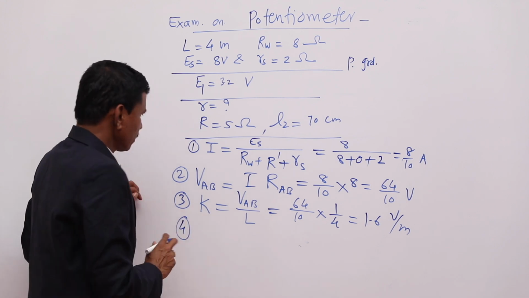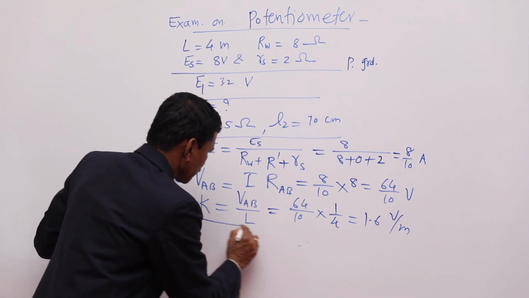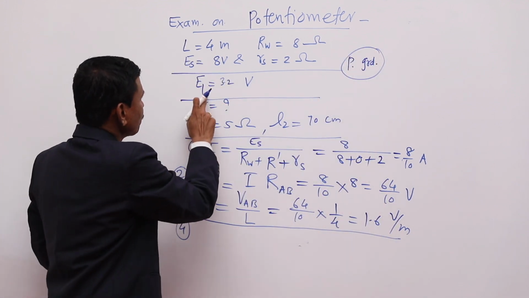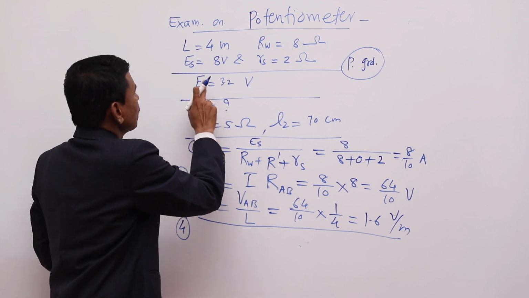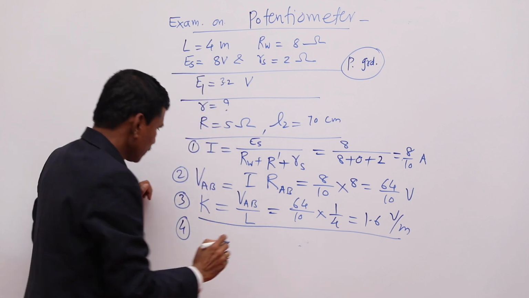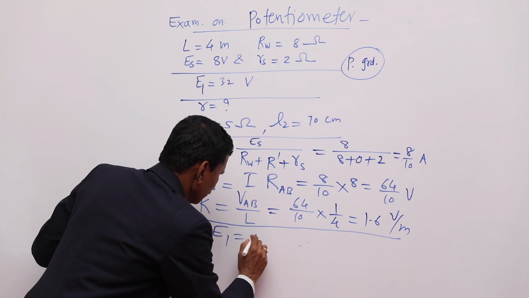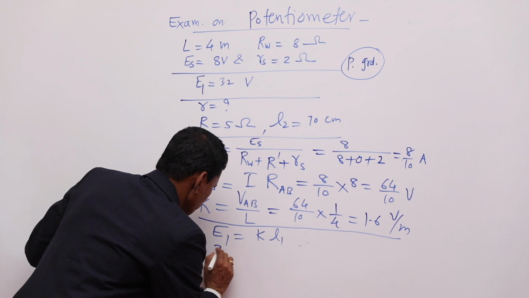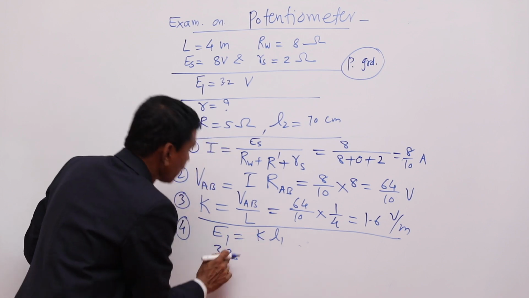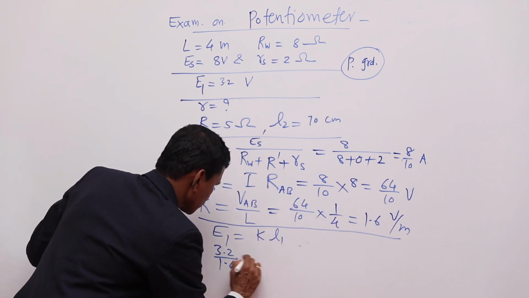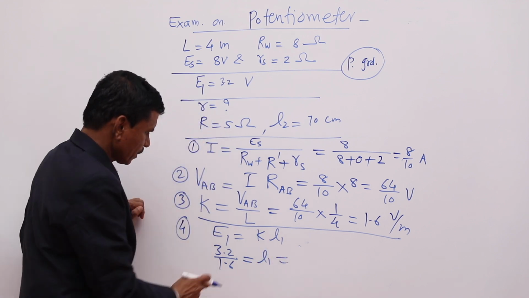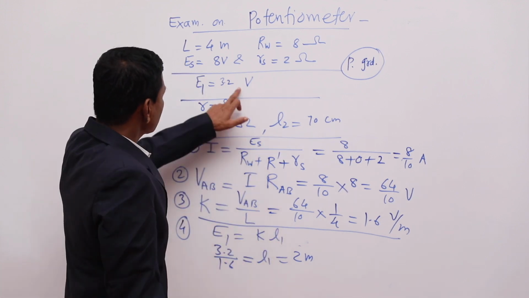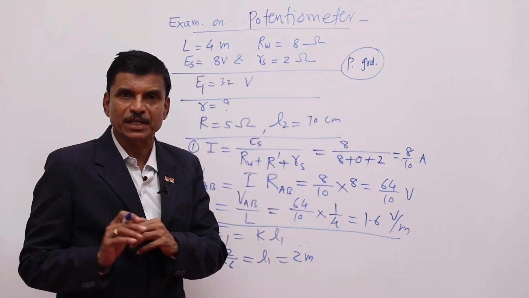Fourth thing. So we have obtained the potential gradient here. Now what do we want to find? Balancing length for the cell. What is the value? E1 we write as K L1, isn't it? So this is 3.2 upon K. K value is 1.6, that is equal to L1. So it is 2 meter length. So the second thing we have calculated, the balancing length for that cell.